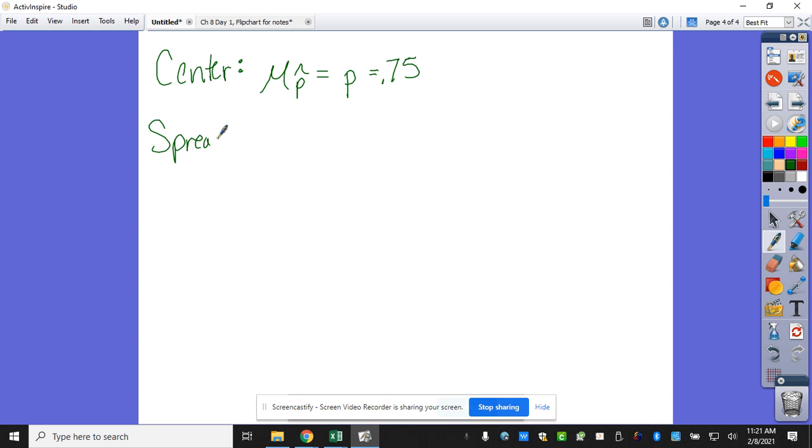If I do spread, what's my spread? Sigma of p hat. N is in the bottom. If I make n 4 times larger, what happens to your standard deviation? It goes down by 1 half. Not 1/2, but square root... square root of 2. And some people plugged it in and actually found that number.